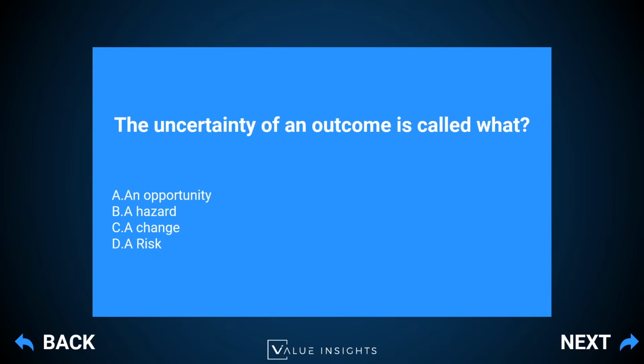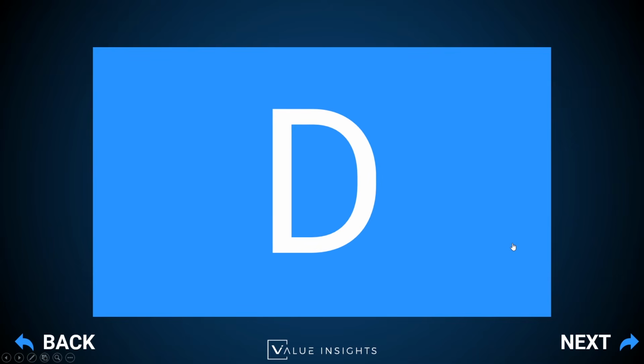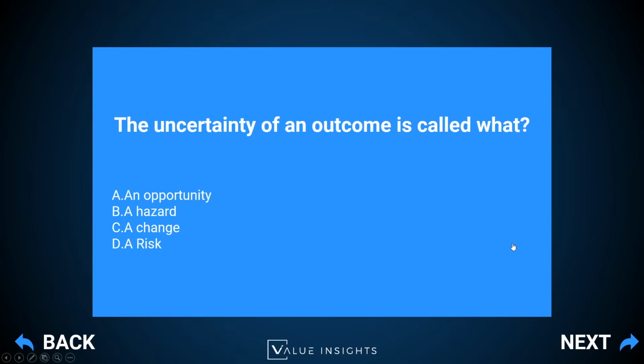Okay, so the uncertainty of an outcome is called what? Let's pause the video and I'll tell you in a sec. The correct one for this is D, which says it's a risk. Yeah, because A, an opportunity, is actually a risk as well, but it's a positive risk. B says a hazard, which is also a risk, just a negative kind.